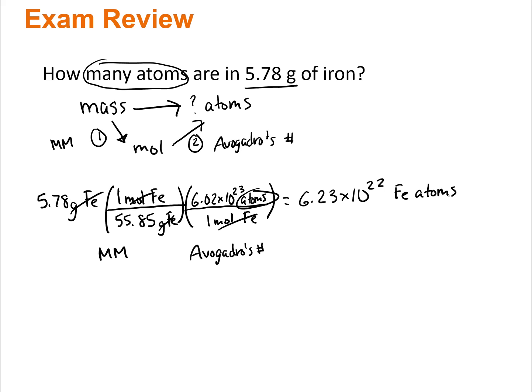6.23, 6.22, they're both good. So we should have 3 sig figs here because the mass was given with 3 sig figs. And when you're doing this, don't forget to put your units. So in this case, it's atoms. Don't just give me the number, because you lose half a point.